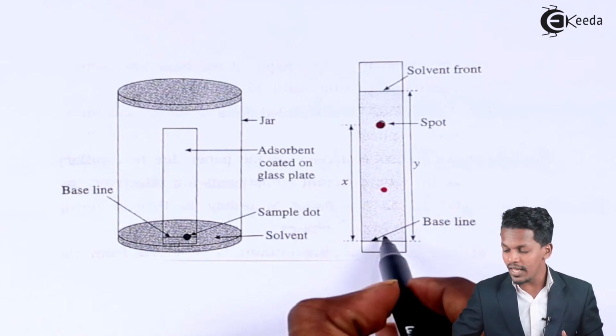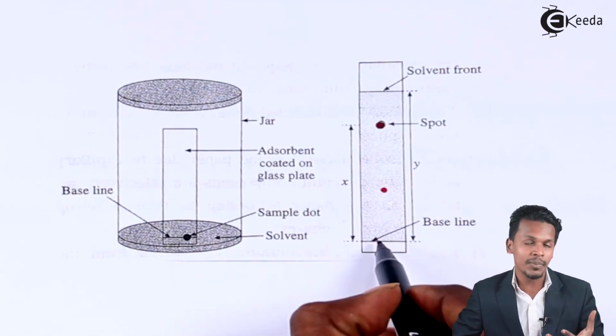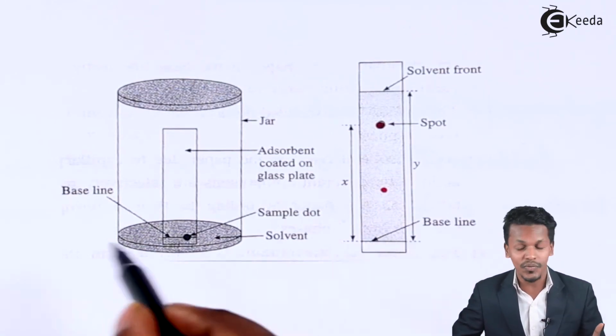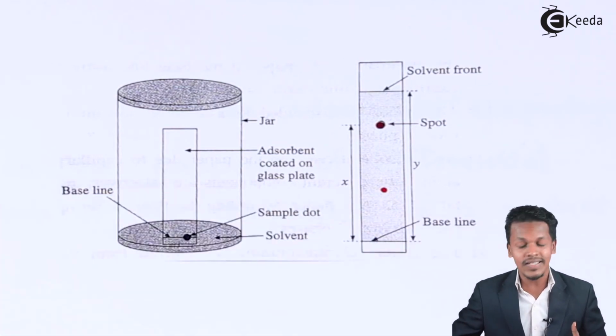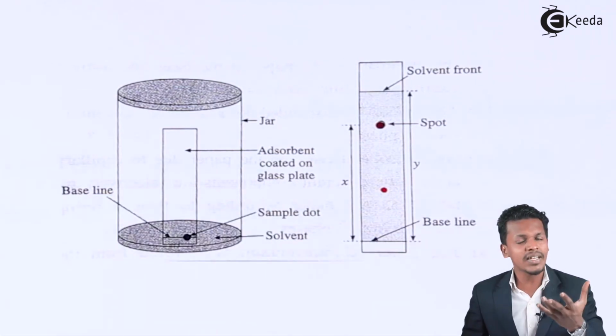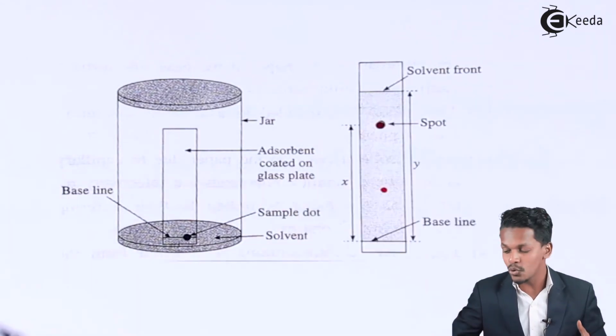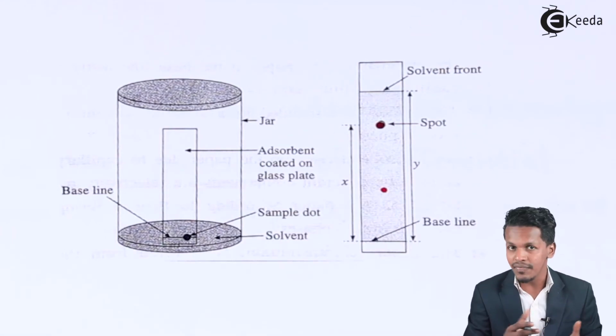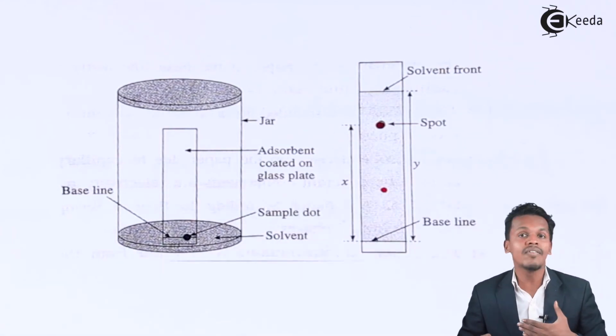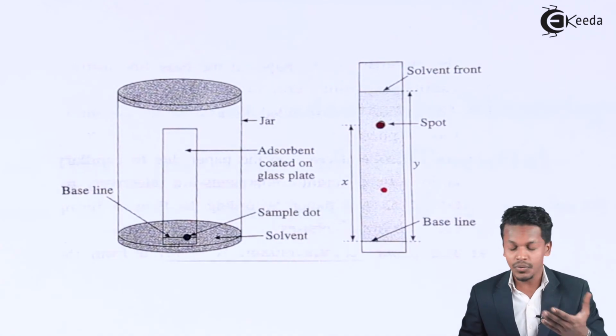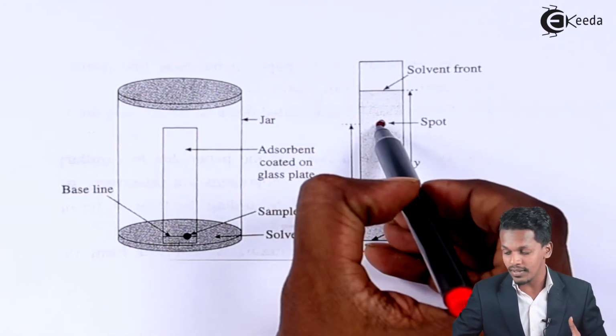As we know, if we have placed the spot of the organic mixture over here, and the solvent rises up because of the capillary action, then if the mixture consists of two components, obviously we could find two spots over here. That is how we can measure the retardation factor. The solvent will always rise due to the capillary action, and it will rise beyond this spot.